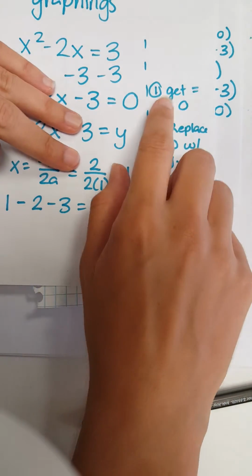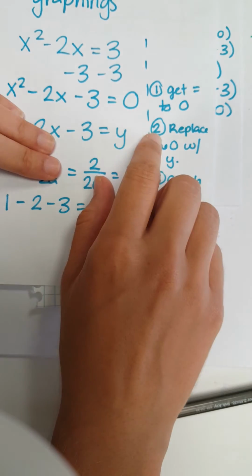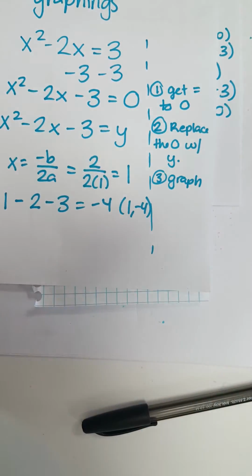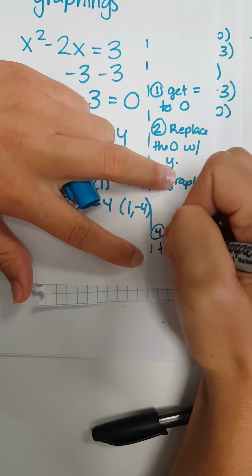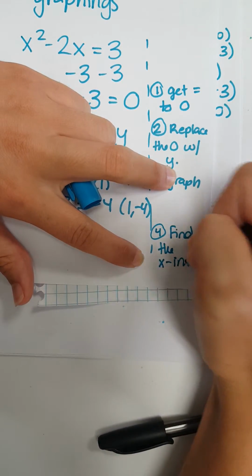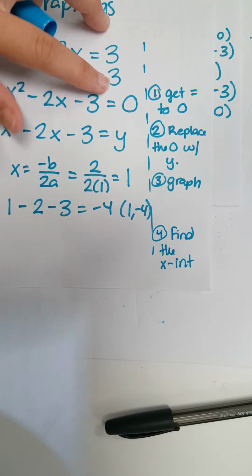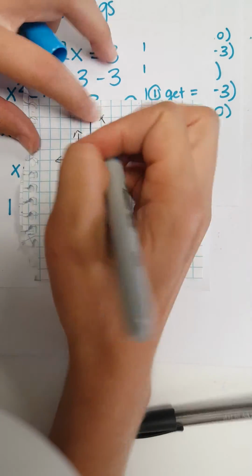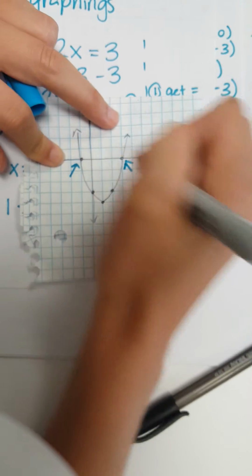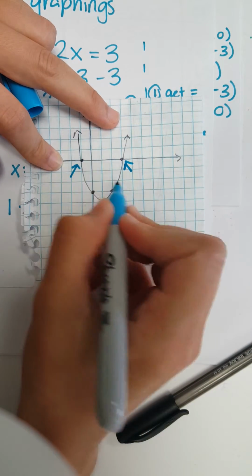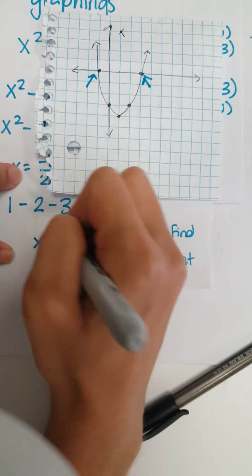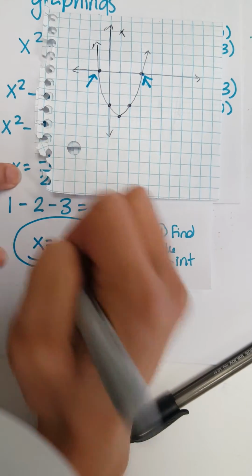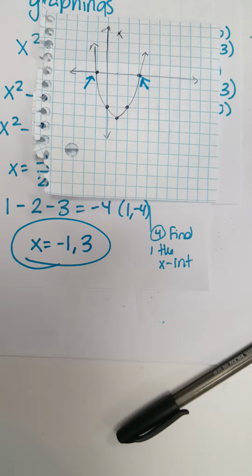So we've set it equal to 0. We've replaced the y with the 0. We've graphed. Step 4 is find the x-intercepts. So looking at this graph that we just did, where are the x-intercepts? Well, right there and there. Well, what are they? -1 and 1, 2, 3. So x equals -1 and 3. And it's as simple as that.